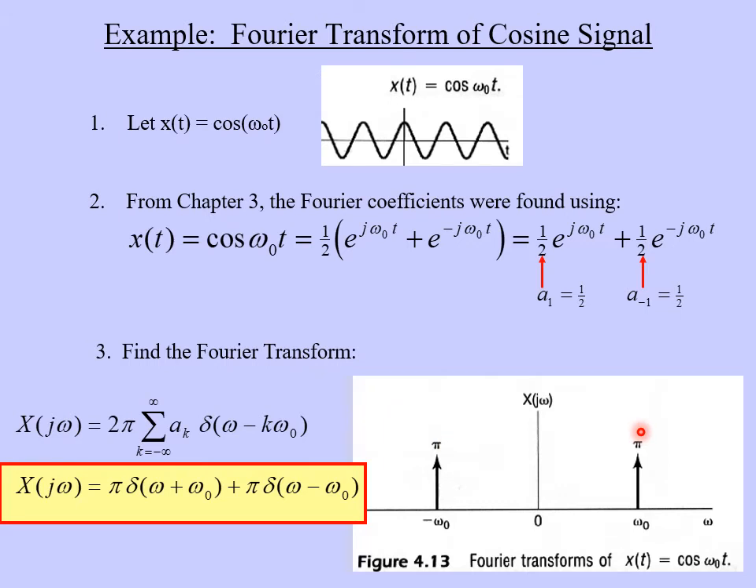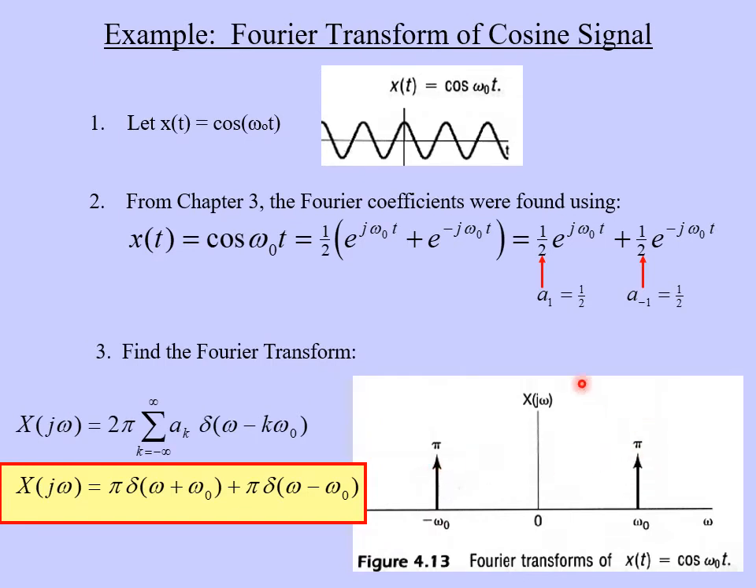Now, where are the delta functions sitting? Well, remember, there's only two Fourier terms here, when k is 1 and when k is -1. So that corresponds to 1 times omega naught and -1 times omega naught. That's where those frequency spikes are.